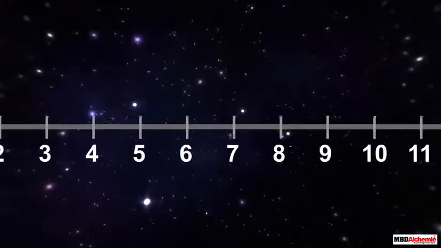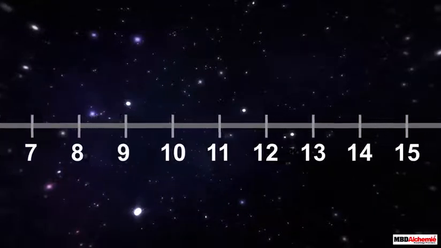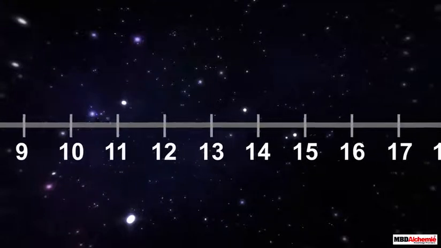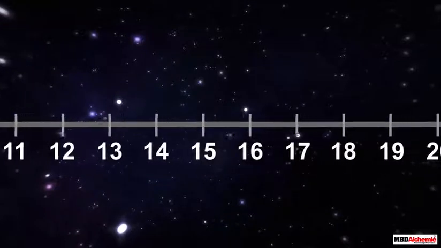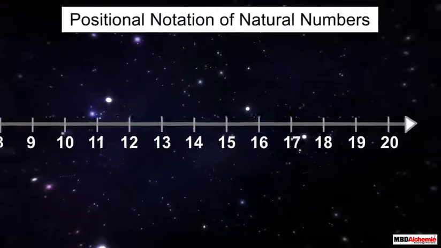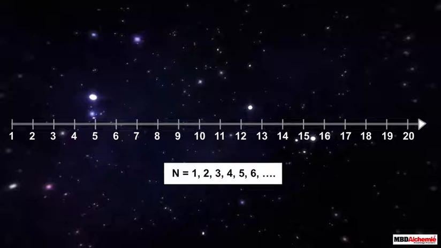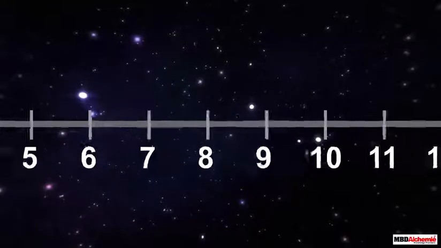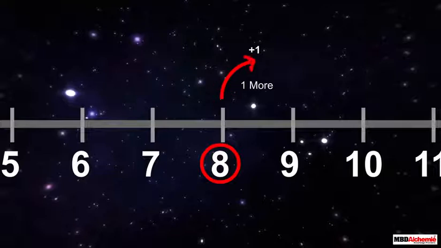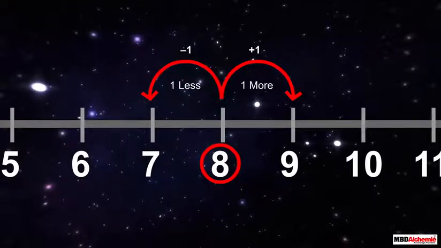We can show the positions of numbers using a number line. On the number line, numbers get bigger as we move from left to right. Thus, this is the positional notation of natural numbers. Natural numbers are denoted by N. Here, for any number, the number on the right is 1 more and on the left it is 1 less.